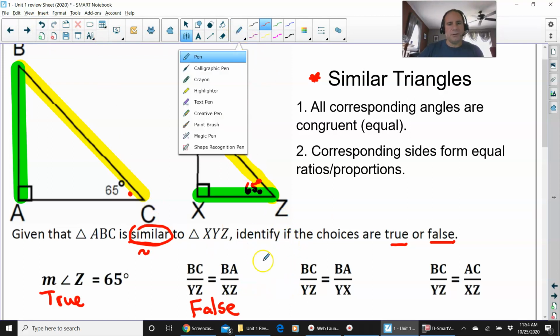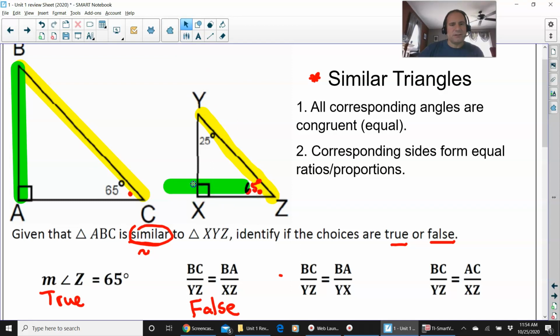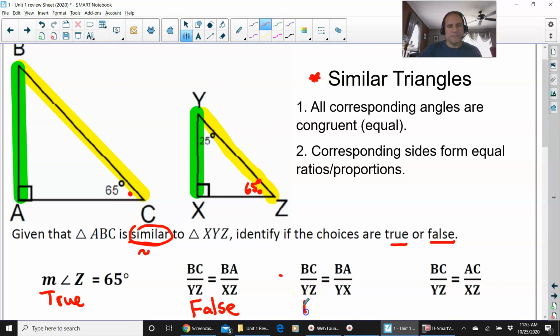So we're going to talk about BC over YZ again. So this is BC over YZ. BA over YX. So YX is what we needed. Take a look. That does match up. That means that is true.